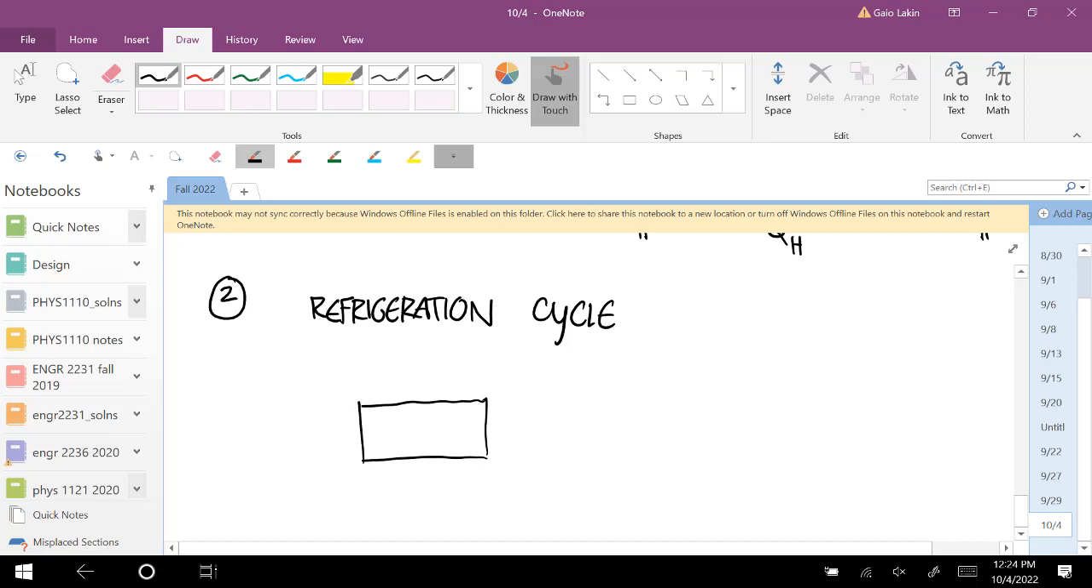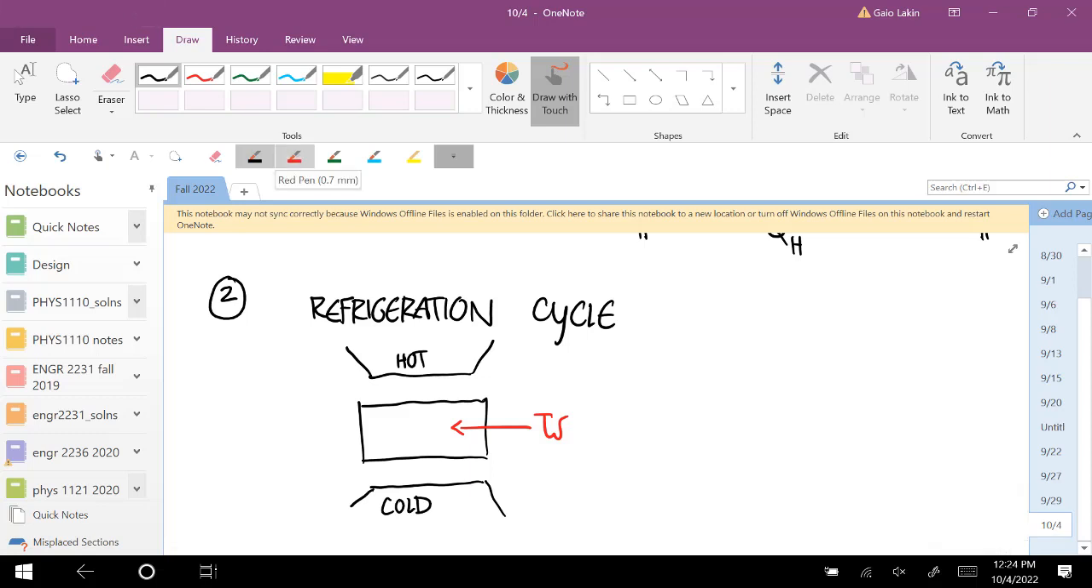We have our system, our hot and cold reservoirs. This time, work is coming in. This is the hot up here, the cold down here. And we're trying to get energy to go from the cold reservoir into the system. So Q sub C this time is coming in, and we're trying to get energy to leave into the hot reservoir.